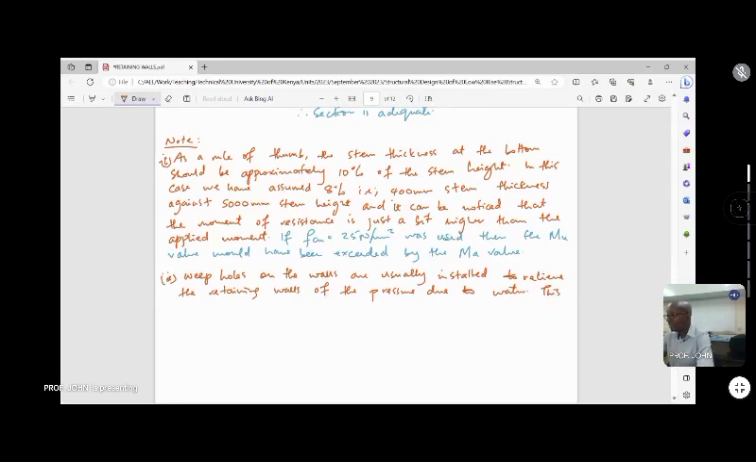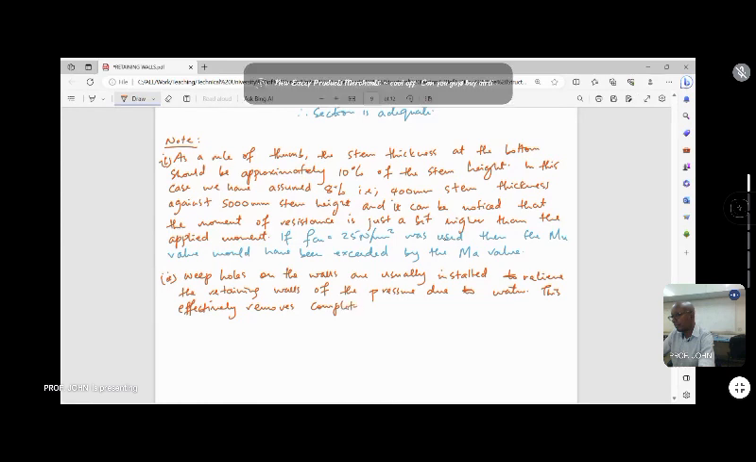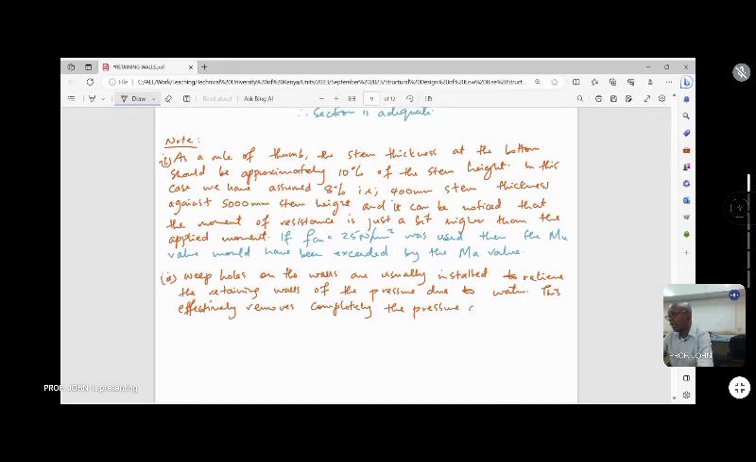This effectively removes completely the pressure, and consequently the bending moments resulting from the water pressure.